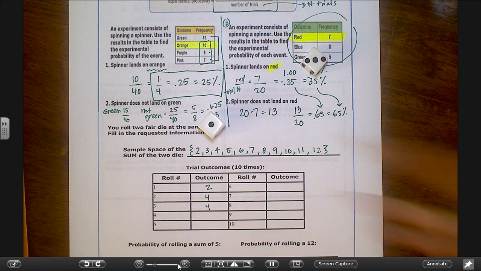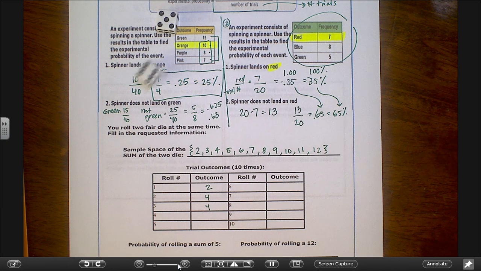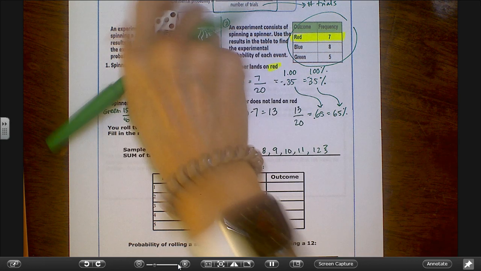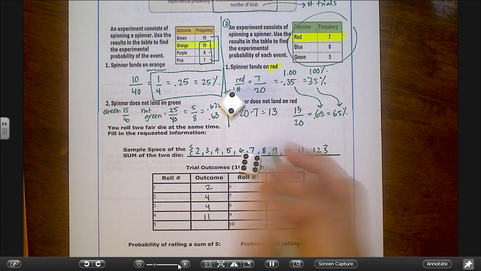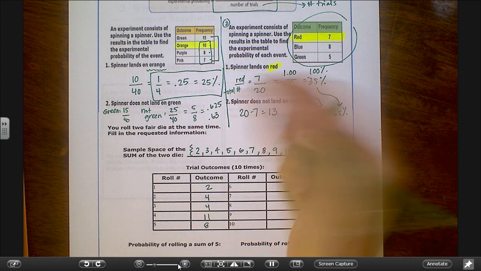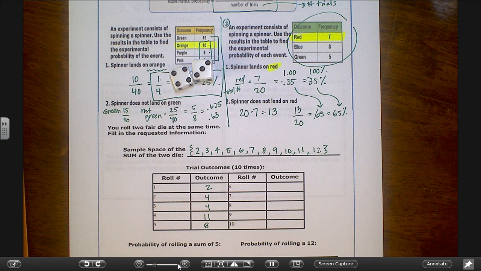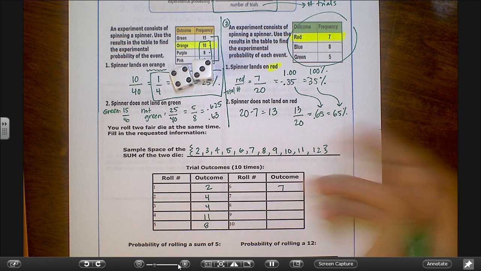All right. Number 3 is a 4. My 4th trial is 11. My 5th trial is 8. My 6th trial, you can't see that, but there you go, just so you know I'm not lying, is 7.